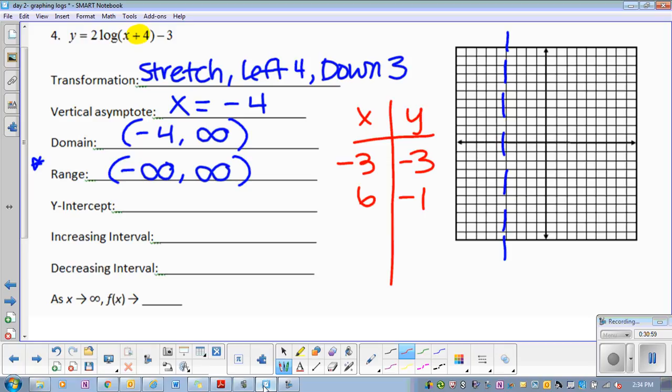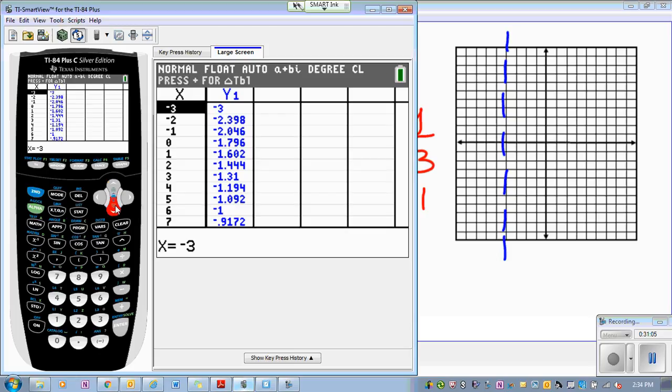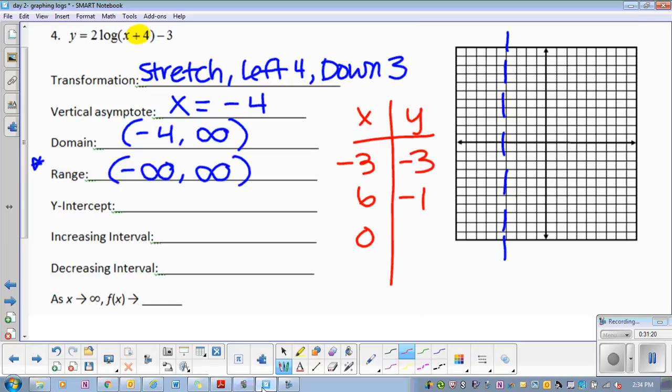And you know what? Since they are asking for the y-intercept, I'm going to see what my y-intercept looks like. When my x equals 0, what's my y number? -1.796. Yeah. I'm going to say -1.80. Right? Okay, so I'm going to graph this. -3, -3.